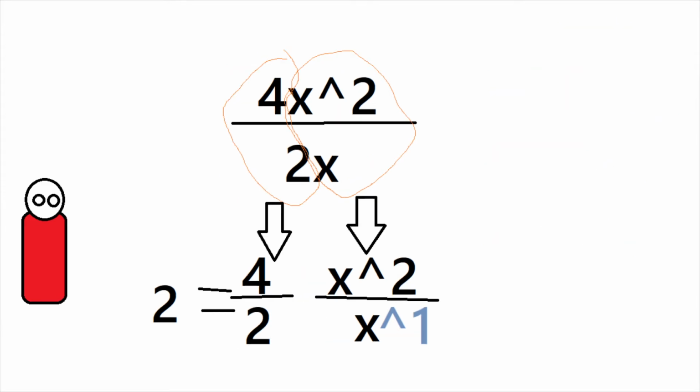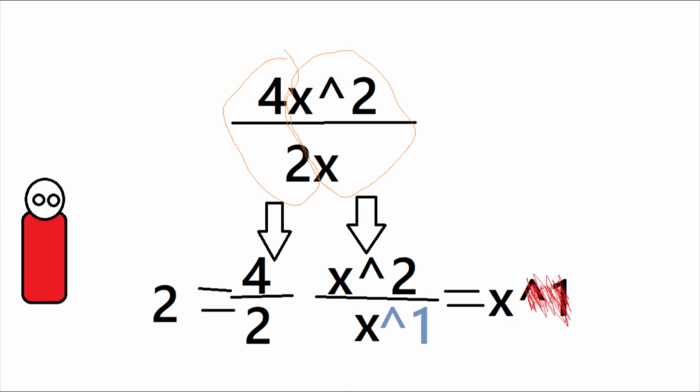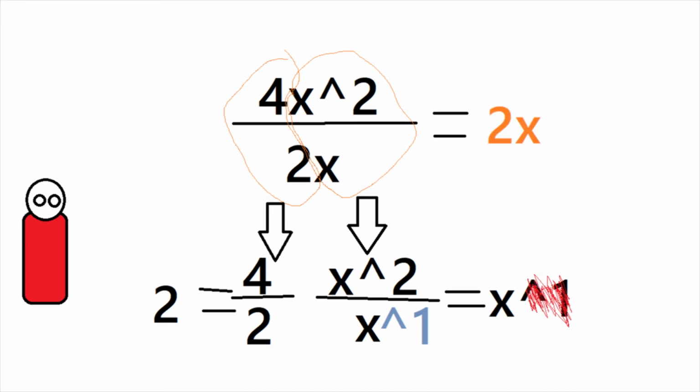Now we can apply this to our own problem, which would simply be 2 minus 1, which would be 1, or x to the power of 1. However, we don't have to include the power of 1, so it can just be x. Now we can combine these terms, or multiply them, in which we'll get 2x. Now time for the hard one.